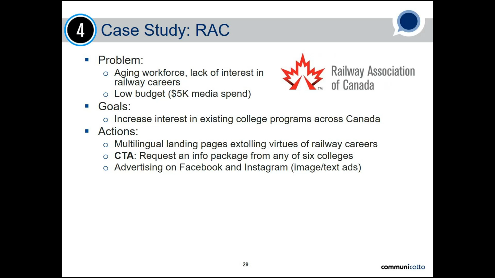We were advocating on behalf of 6 different colleges that had railway programs. So we had a form on the landing pages that said, if you're interested in an information package, pick from one or more of these 6 colleges. Those information packages were then delivered digitally by the colleges themselves, directly to prospective students. And we ran ad campaigns on Facebook, which comes with Instagram, using image and text-based ads.